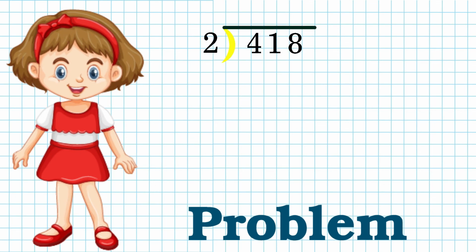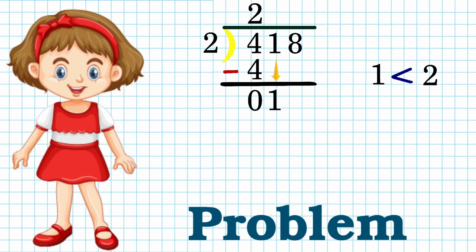So, we know that 2 times 2 is 4 and we have no remainder left. We brought down 1 as 1 is smaller than 2. We just put 0 in the answer and move on to the next digit. And copy it down next to 1.